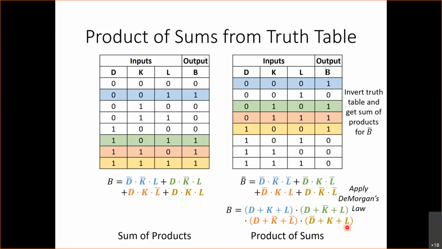Okay, so these two are perfectly valid ways of representing B. The one on the left is a sum of products, and the one on the right is a product of sums. Now the sum of products is usually easier to reason about, but the product of sums is an equally good representation. And again, these are not the only two canonical forms. There are all kinds of ways to represent an equation, but these are the two most common ones that are used.